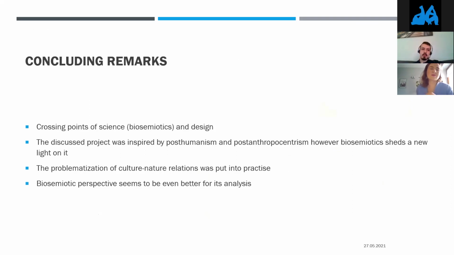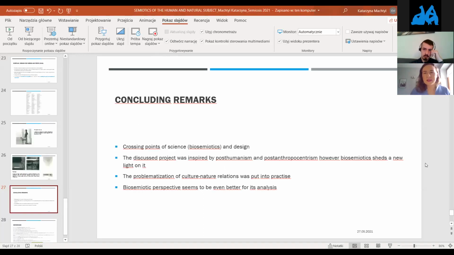And the concluding remarks are just like that: biosemiotics and design can meet in some crossing points and reflect on each other. And since the authors of the project Zoopolis did not refer to biosemiotics, I found it interesting to bring their perspective of post-anthropocentrism, adding to it the optics of biosemiotics. Okay, thank you very much, and I'm sorry for extending the limit of time.